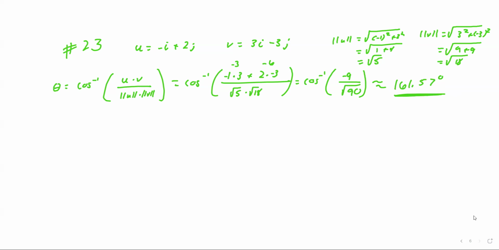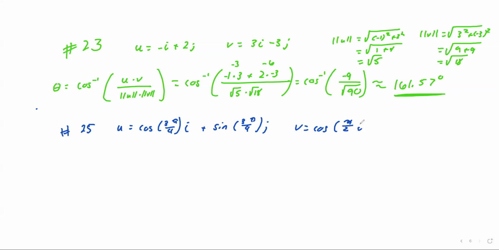All right, let's look at another one of this type. Let's look at number 25. This would be given to you as u equals cosine of 3 pi fourths i plus sine of 3 pi fourths j, and then v is equal to cosine of pi halves i plus sine of pi halves j. All right, because it's in this form, just to give you an FYI, it's going to want an exact answer.